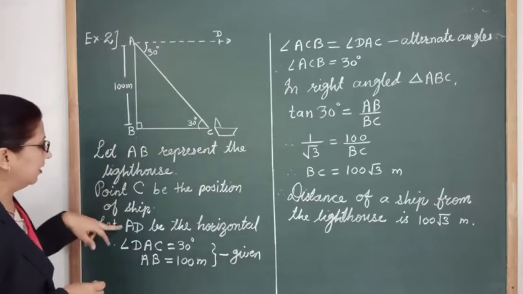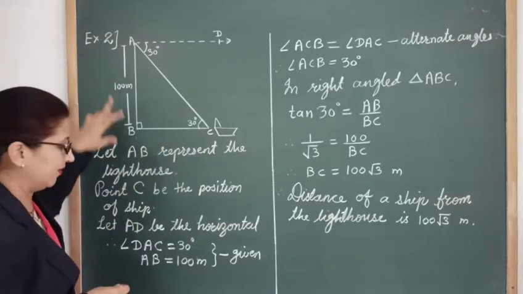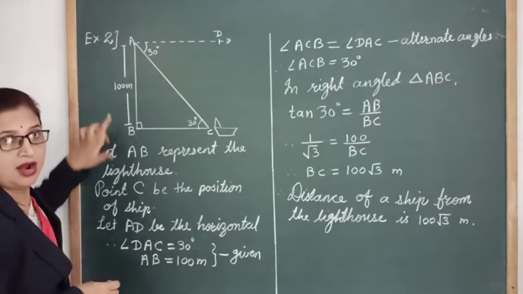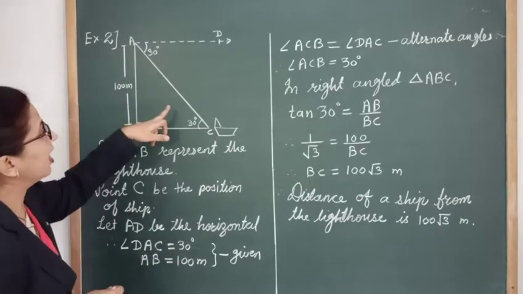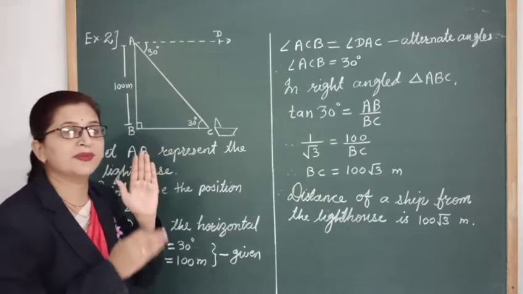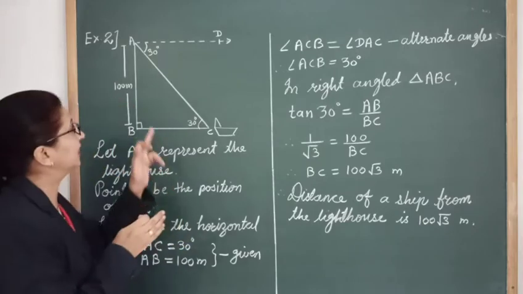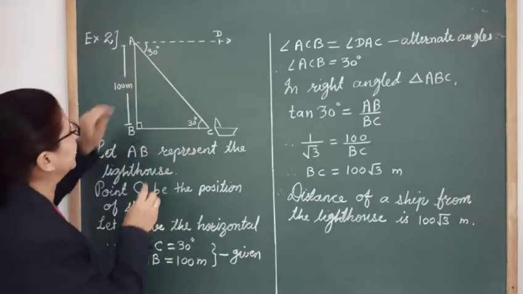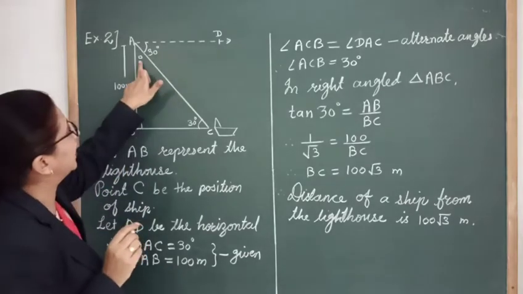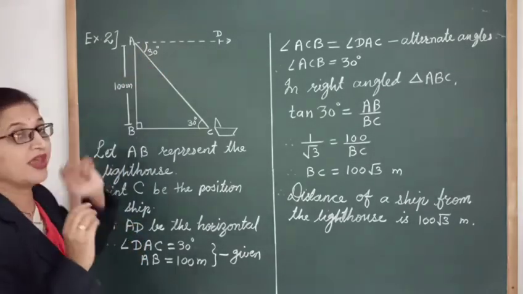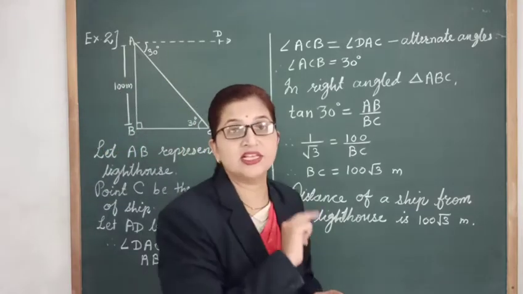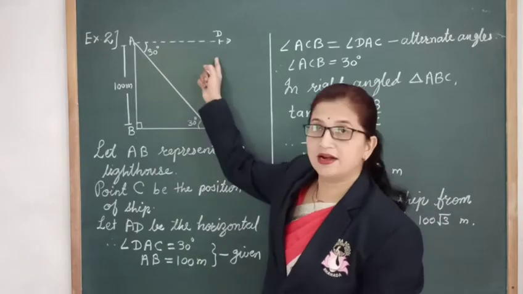Okay, now here the height of the lighthouse is already given, that is 100 meters. So here AB is equal to 100 meters. Okay. Now angle of depression is given. So here, dear students, many times the students take the angle here. Okay. It means if you take the angle of depression here, then it will be wrong. Okay. Because we know that angle of depression or angle of elevation are always formed with the horizontal line.